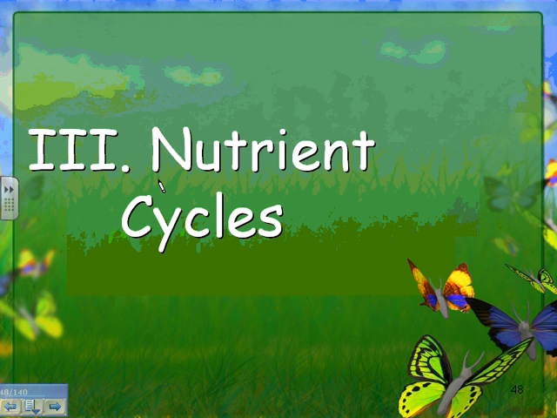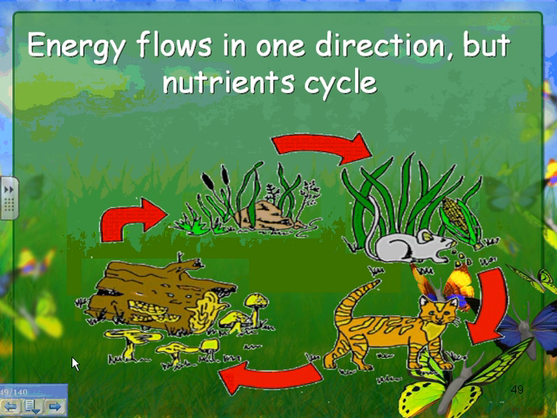Nutrients are different though. Nutrients are things like carbon, phosphorus, nitrogen. These are things that cycle through the environment. So let me show you a picture of that. So here's some plants, some producers, and they have carbon in them, let's say, or let's go with nitrogen. So they've got nitrogen in them.